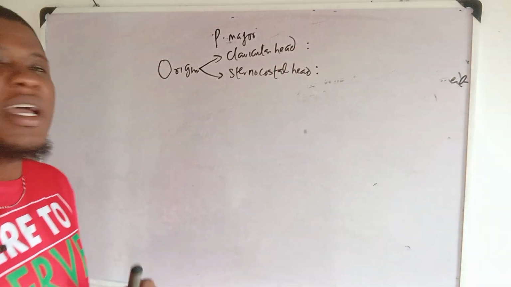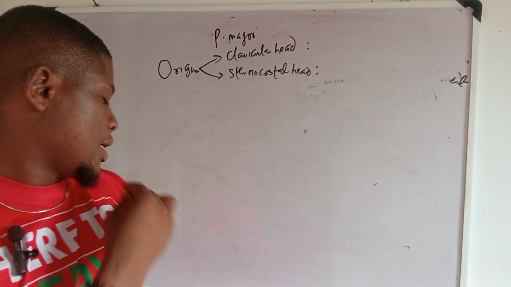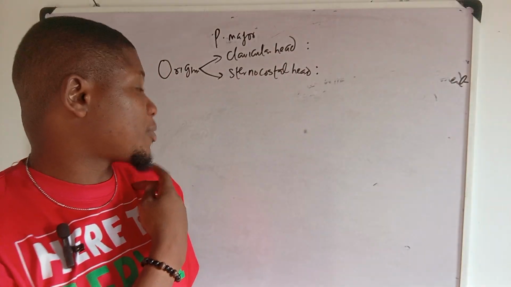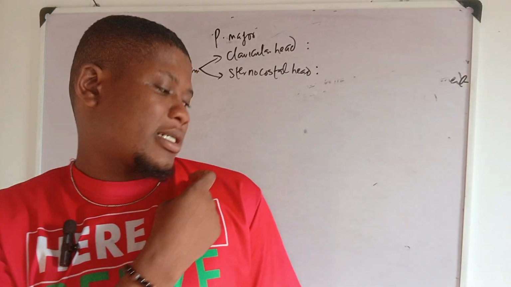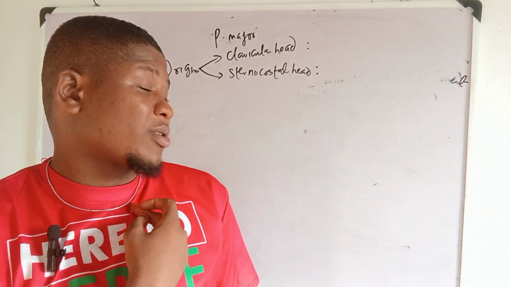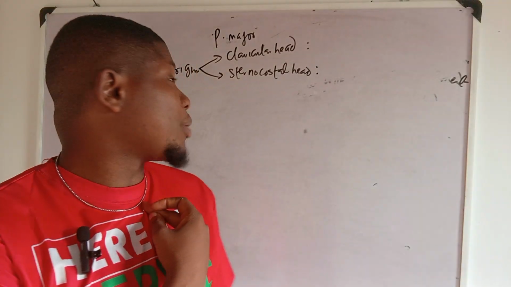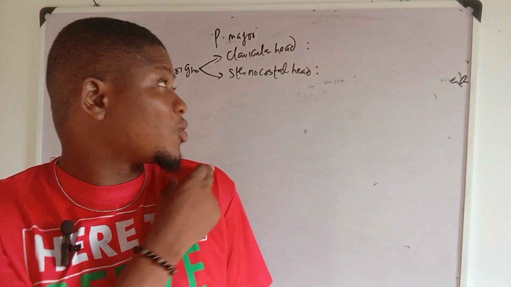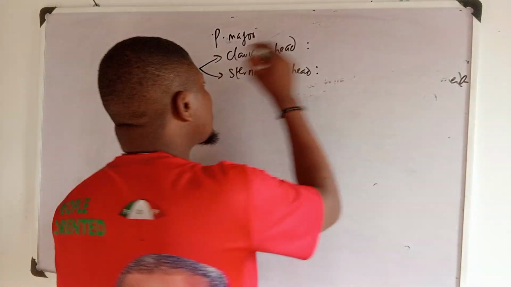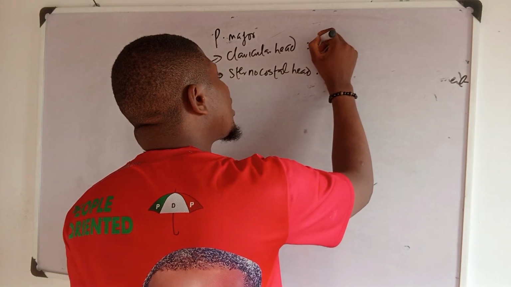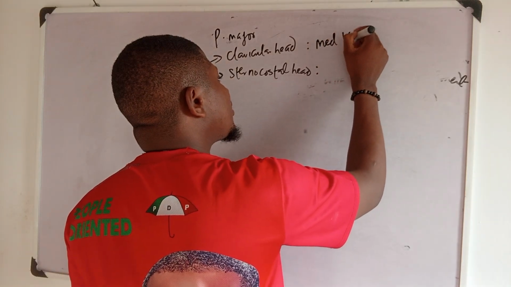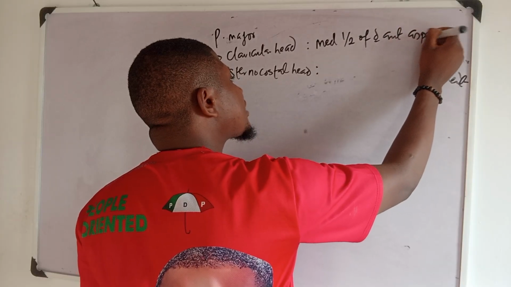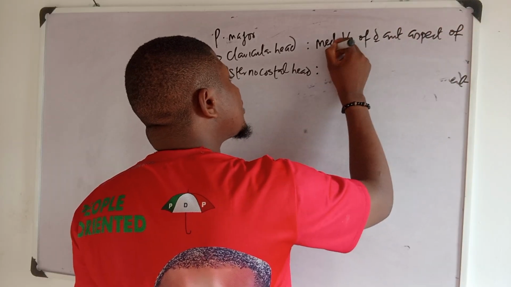Where is the clavicular head originating from? From the word clavicle, it originates from the medial half of the anterior aspect of the clavicle, while the lateral half of the anterior aspect of the clavicle is the deltoid. So this one originates from the medial half of the anterior aspect of the clavicle.